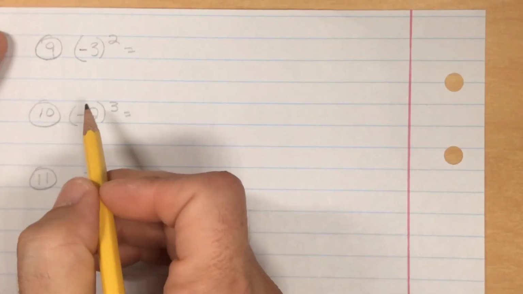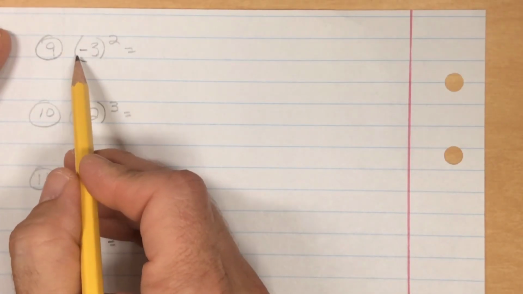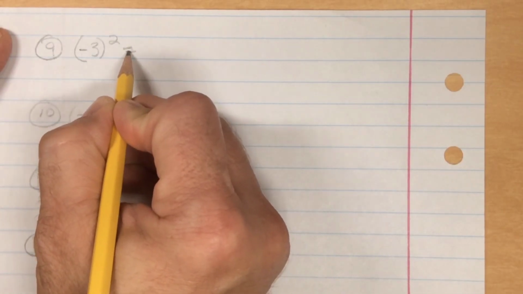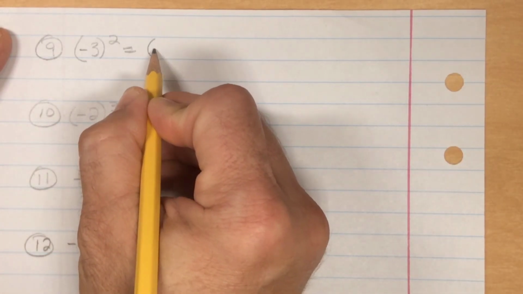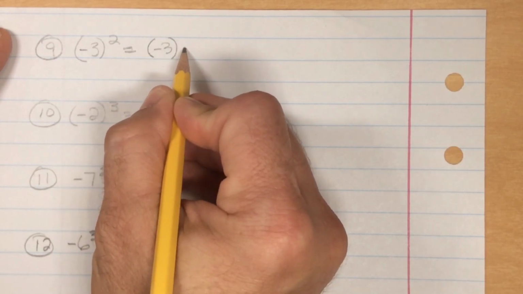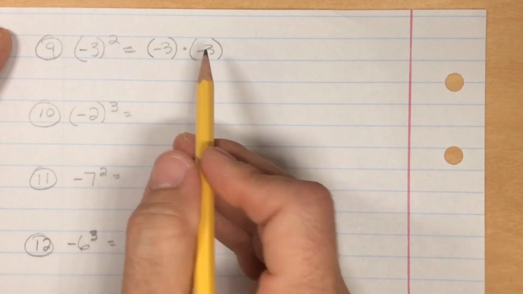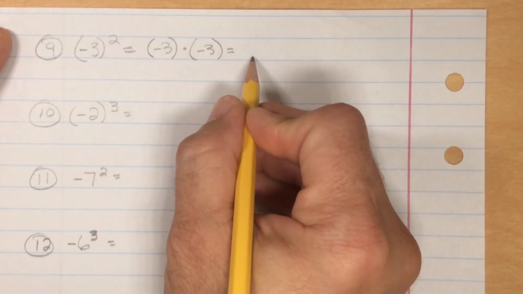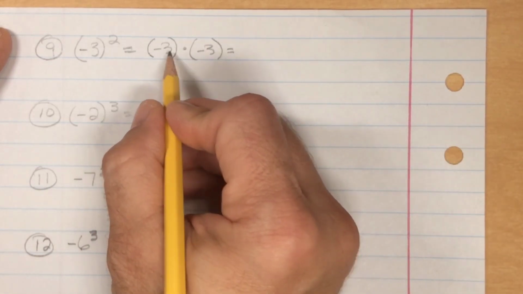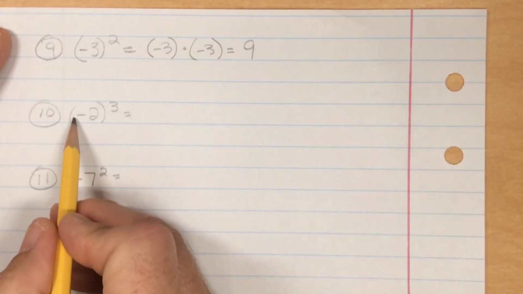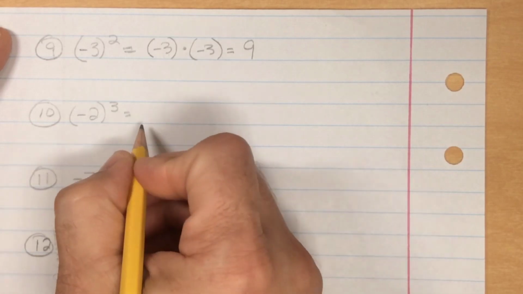All right, well, let's look at these. The first one is -3 in parentheses squared. So that squared is touching parentheses. So we write in parentheses -3 times in parentheses -3. Well, a negative times a negative is going to give me a positive, because same sign positive, and 3 times 3 is 9. Here, I have -2 in parentheses to the third power.